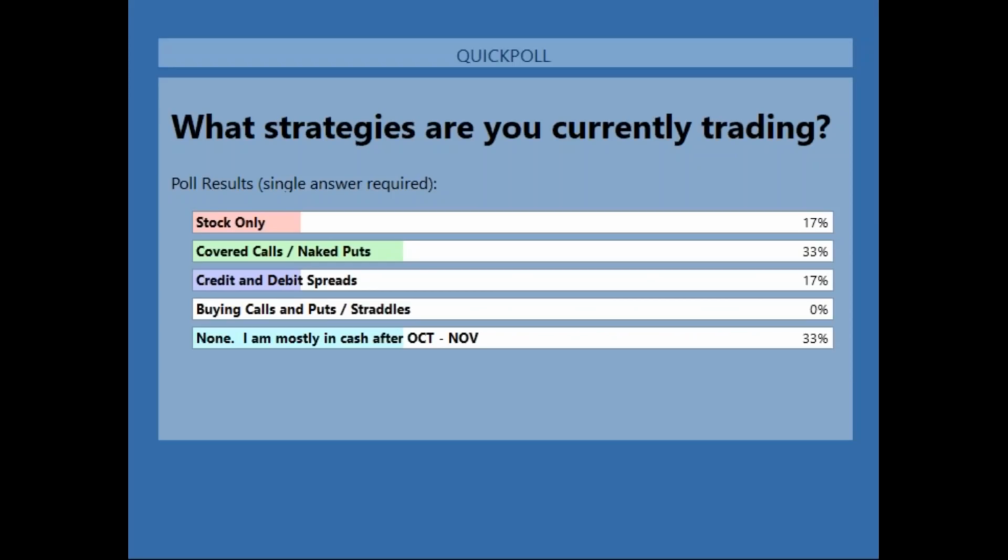So of those of you that answered, 17% are doing stock only. 33% are mostly doing covered calls, naked puts. You may have been rolling down, rolling further out in time and down in strike to hedge some of the loss you're taking. 17% of you are doing credit spreads, debit spreads, the vertical spread positions. No one's really maneuvering in and out of straddles or strangles. 33% of you, sort of a tie with the covered calls and naked puts, you've pulled out of the market. You're waiting on the sidelines here and just waiting for a little bit of comfort.